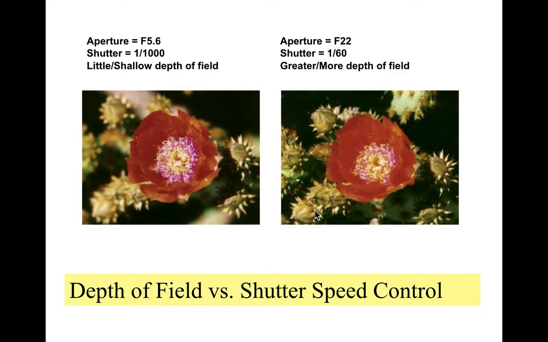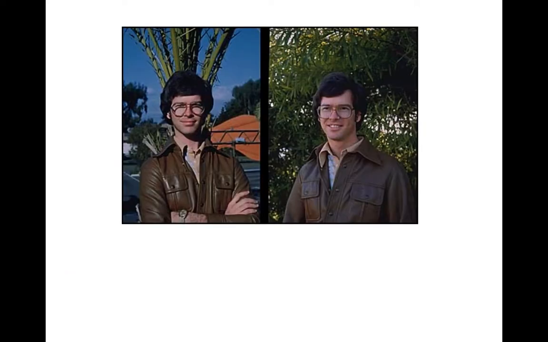You can see how things are much crisper and sharper over here, but it's confusing because you have very different settings up here and you get very different results down here. And you really have to think about which one you want to sacrifice, depth of field or shutter speed control.